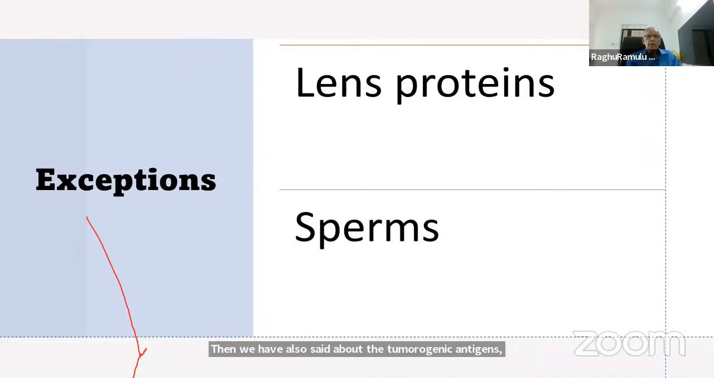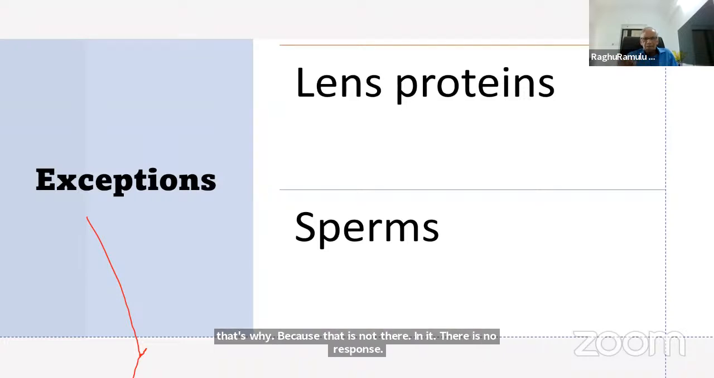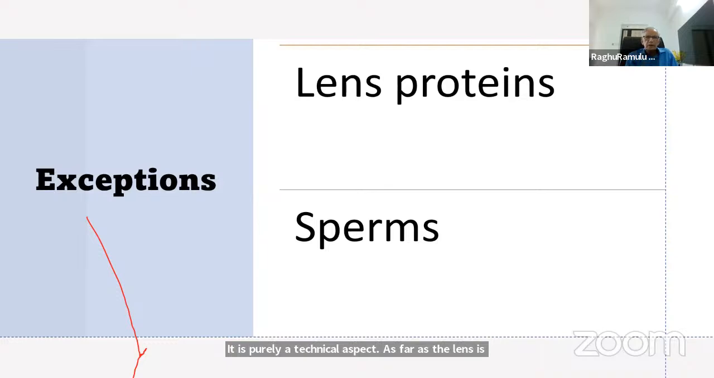What are these exceptions? If the cornea is transplanted, there is no problem because it is exempted from immunological reactions. It is an avascular area. As far as the lens is concerned, it is an avascular one. Because blood is not there in it, there is no response. It is purely a technical aspect, a technical structure. Therefore, the lens is transplanted from one individual to the other. Usually, eye donations are encouraged, keeping in mind that the lens can be stored in hospitals and given to individuals who are suffering some visual problems.